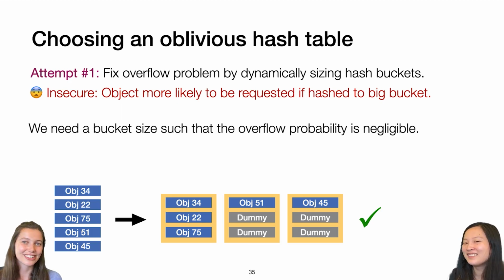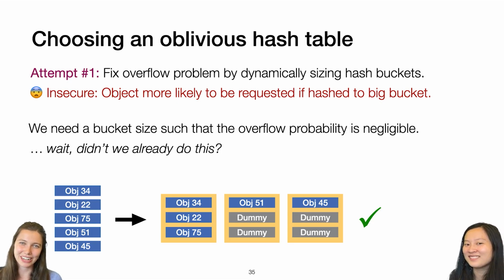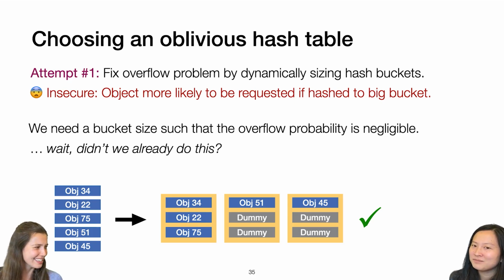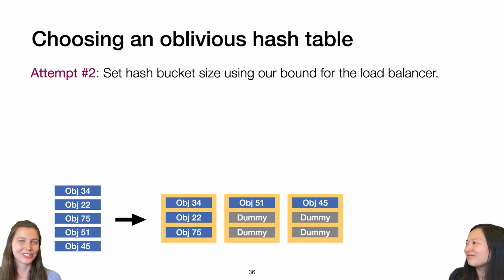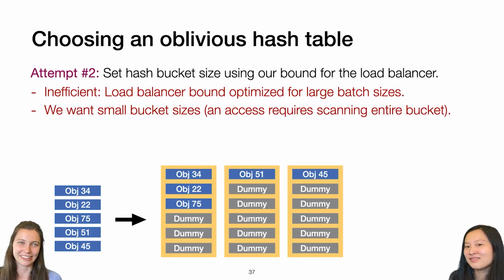It's fine. So that sounds a lot like what we already did in the load balancer. Remember, we had to set these batches such that the probability of overflow is negligible in our security parameter. Is this the same thing, Vivian? So I guess we can just use that bound that we have at the load balancer and take it over to the sub-ORAM. While that's secure, it's actually not very efficient in our setting, because the load balancer bound is optimized for larger batch sizes.